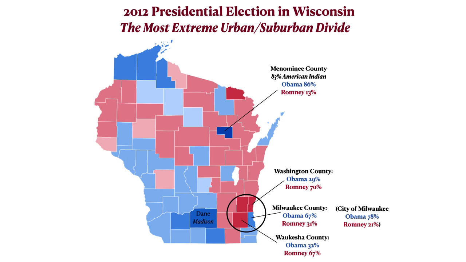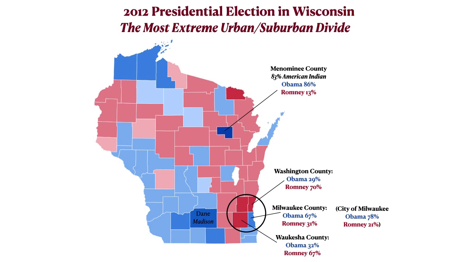So in 2012, Milwaukee County was 67% vote for Barack Obama. City of Milwaukee, almost 80%. There's an American Indian county, Menominee County, very, very blue. But city of Madison, that's where the capital and the University of Wisconsin is. Dane County, very, very blue.